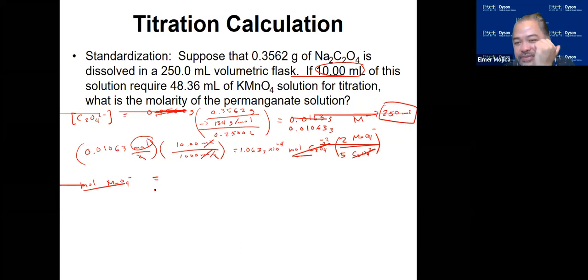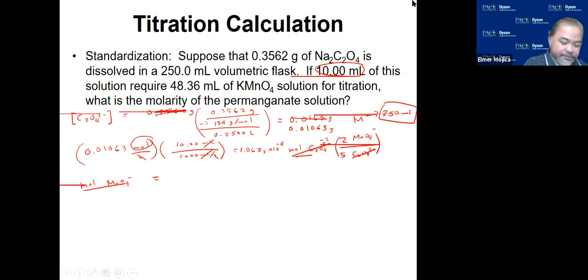So what's the answer when I do that operation there? 4.25 times 10 to the negative 5.